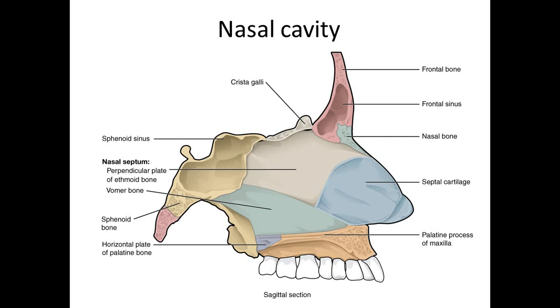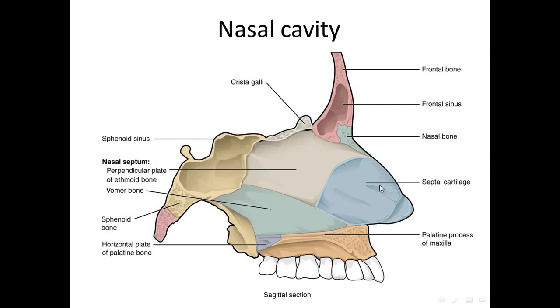Here let's have a look at the nasal cavity. The nasal cavity is formed by all of these bones. The frontal bone superiorly and the nasal bone superior anterior. The ethmoid bone, including the perpendicular plate, which forms the superior portion of the nasal septum. The sphenoid bone, and we know that the sphenoid sinus is found just posterior to the nasal cavity. The vomer bone, which is this bone, it's a single midline bone. It's forming the inferior portion of the nasal septum.